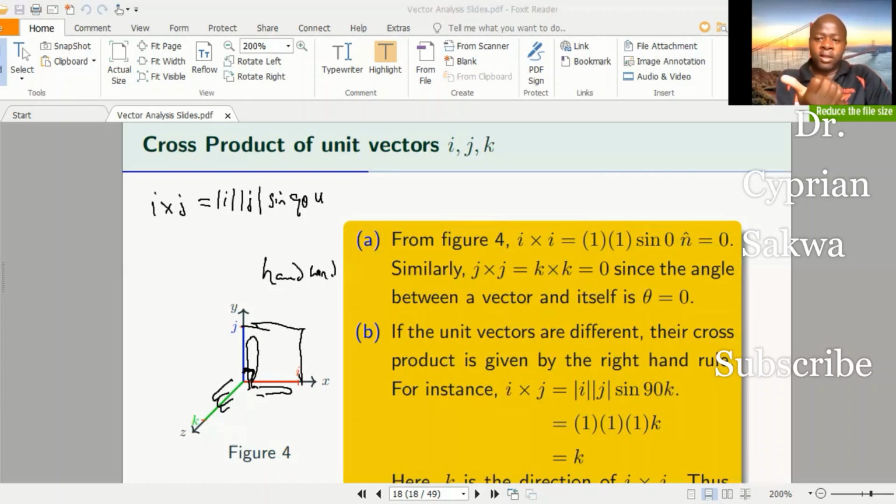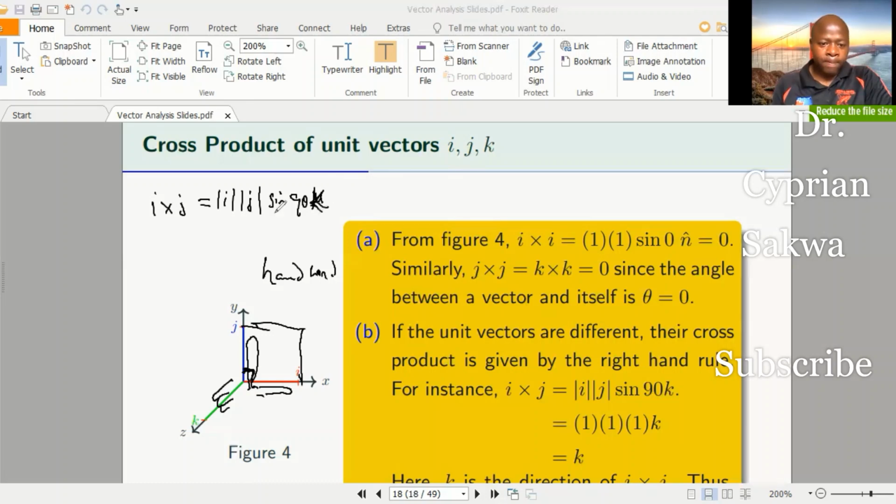So the thumb faces the direction of i, and then the first finger faces the direction of j. Where will the folded fingers be facing? You notice that the folded fingers face the direction of k. And k becomes the direction of i cross j. So instead of u, I should write k.